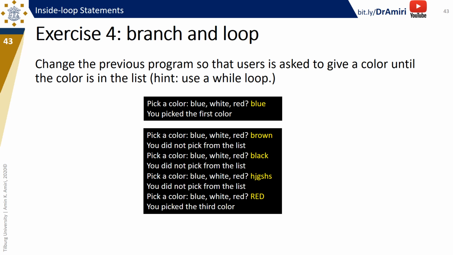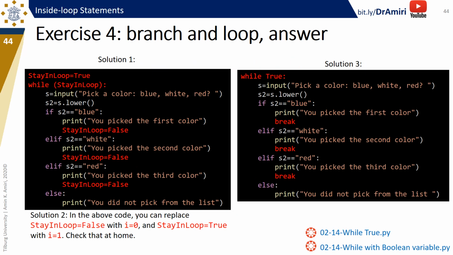This exercise has three solutions. I'm going to only explain the solution on the right, and you can study solutions 1 and 2 on the left yourself. On the right side, you see I started with while True. While True is an infinite loop. That means the code under the while has to be executed until the end of the world.